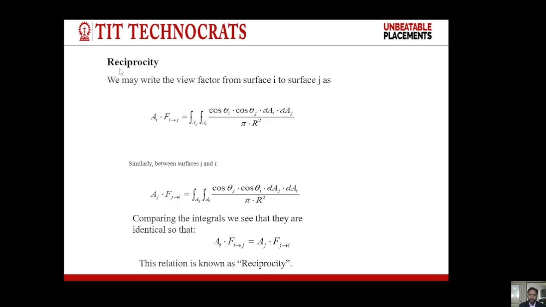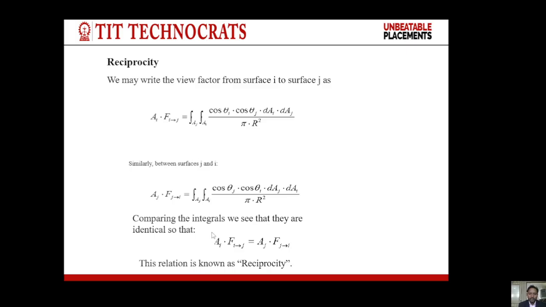So the next term is the reciprocity. So if we have two surfaces, one is emitting and another is receiving, the formula to calculate the fraction of energy or radiation striking surface 2 will use the reciprocity theorem. So this is the integral form of the reciprocity theorem, the reciprocity formula.